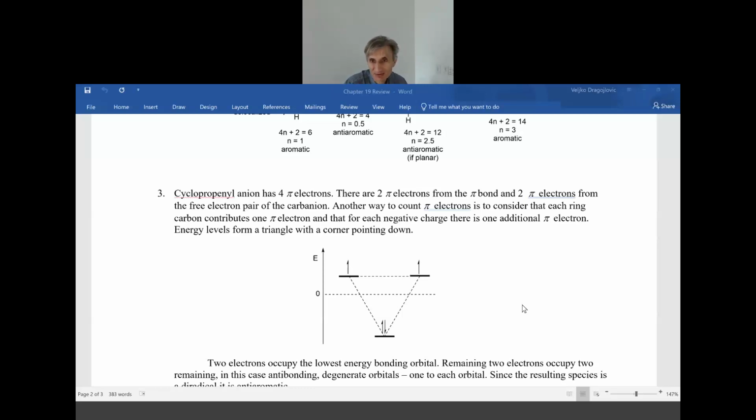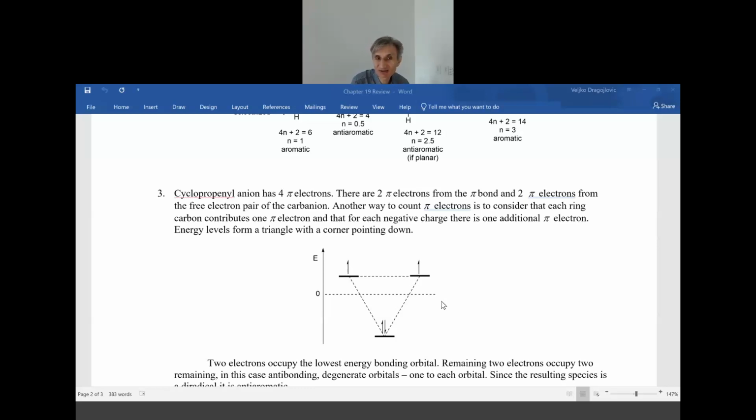Either way, 4 electrons. And if you draw energy levels correctly, a triangle for the 3-membered ring with 1 corner pointing down, and then you distribute 4 electrons. 2 electrons are paired up in the low energy bonding orbital, and then the remaining 2 electrons, following Hund's rule of maximum multiplicity, go 1 per orbital. And that's it. We don't have any more electrons, which indicates that this is a diradical. So this species is unstable, and it's actually anti-aromatic, because in the ground state it has 2 unpaired electrons.